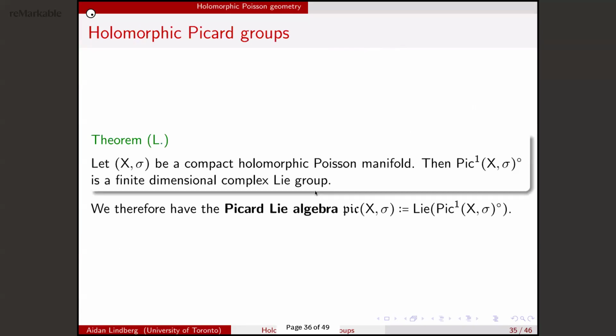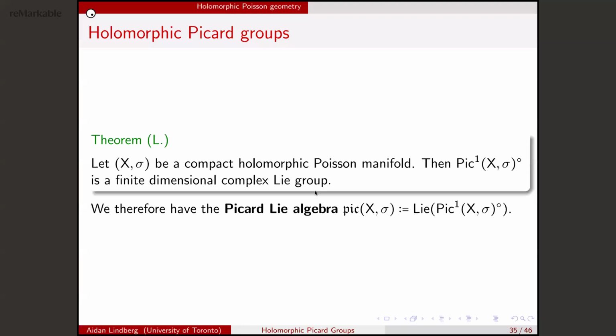Okay, so here's the main theorem, which is that if you have a compact holomorphic Poisson manifold, then its Picard one group, at least the connected component of the identity of this thing, is a finite dimensional complex Lie group. So what this means is, well, finite dimensional complex Lie groups have Lie algebras, so not only do we have the Picard Lie group, but we have the Picard Lie algebra, which is just the Lie algebra of this Lie group. So these are two finite dimensional things which you can canonically associate to any compact holomorphic Poisson manifold.